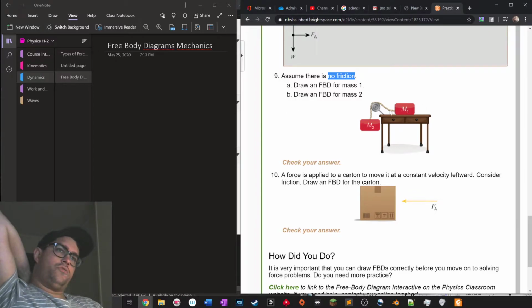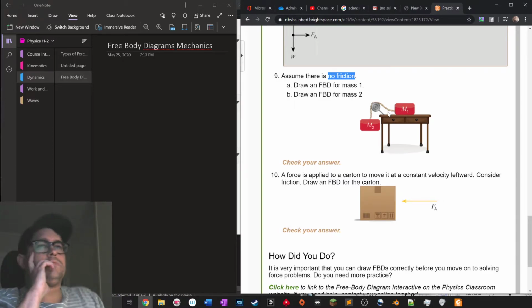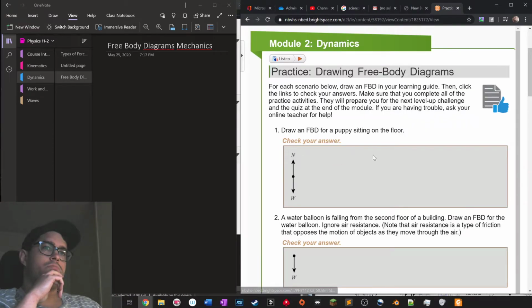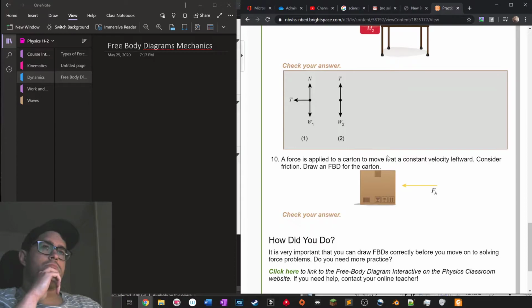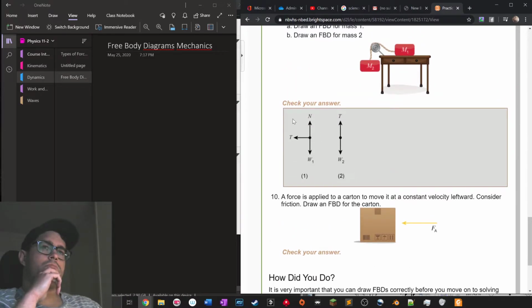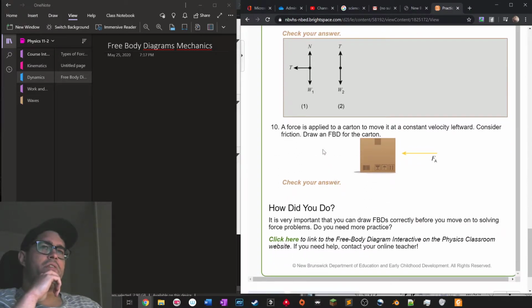There's also tension in the cord here, which we can call, I wonder how they call it, T1 or T2, because it's called upon by mass 2. On mass 2, we have the weight and the tension. Mass 1, mass 2. Should I just click the answers and explain them instead?